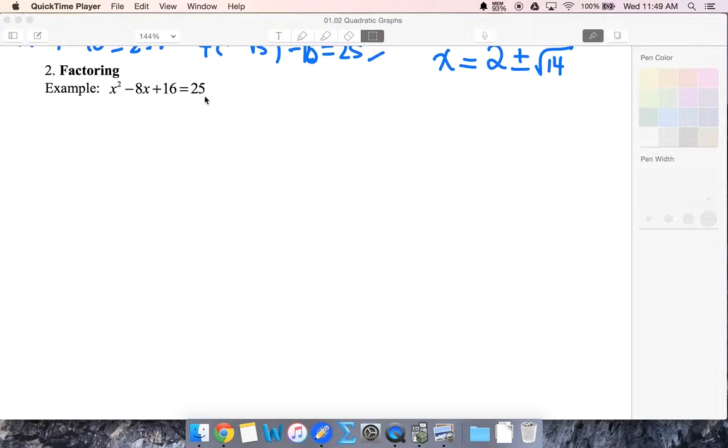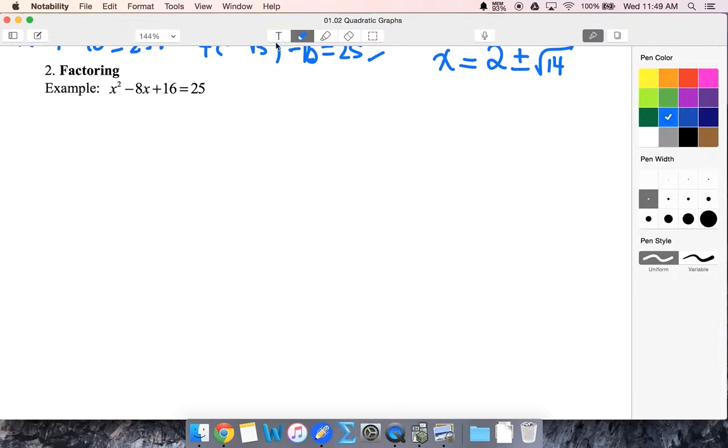So first of all, if we're going to solve by factoring, it has to be equal to 0. So I'm going to move the 25 to the other side. That's going to give me x squared minus 8x minus 9 equals 0.